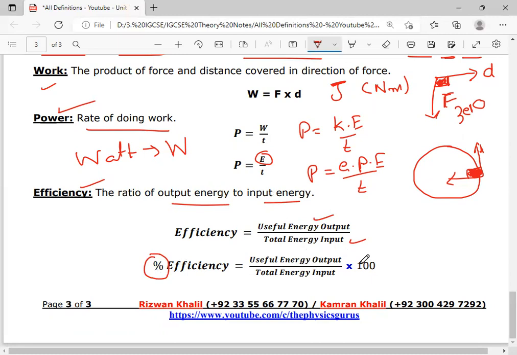If powers are given, then the formula will be useful power output divided by total power input. And if work is given, then we will write the formula useful output work divided by total input work.